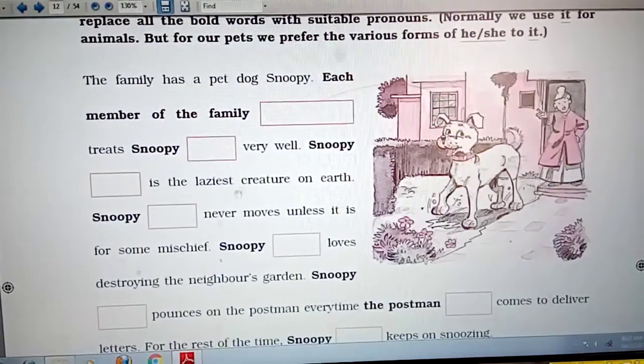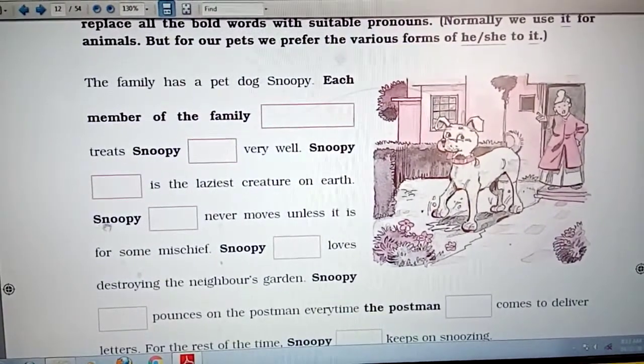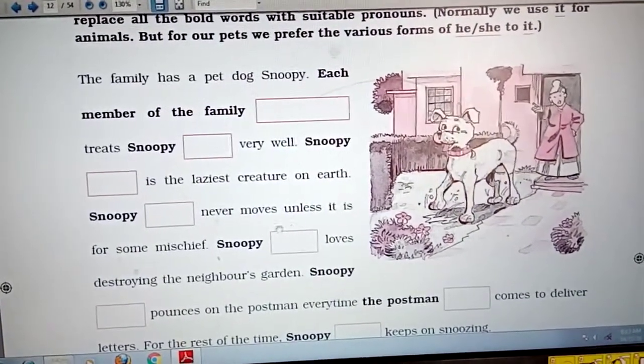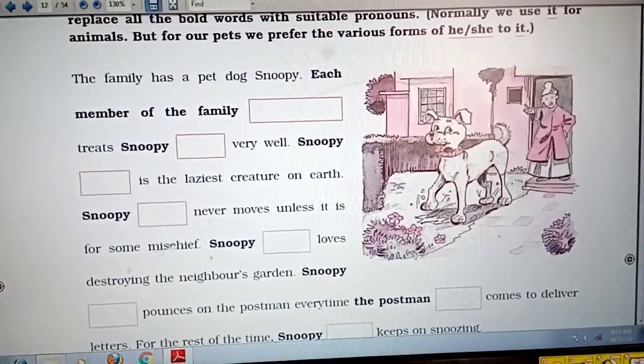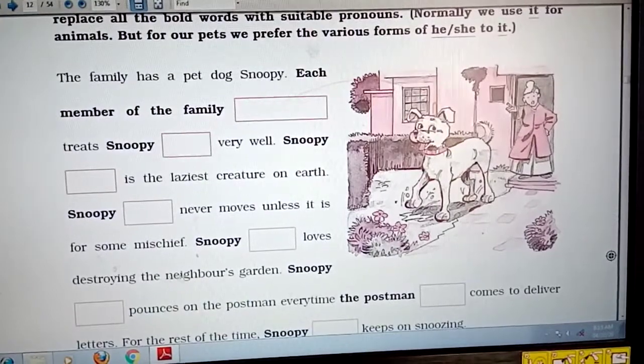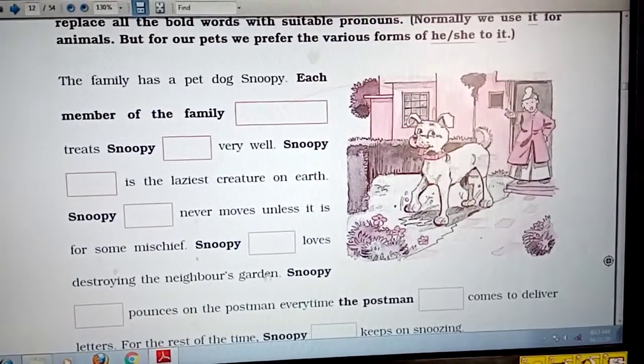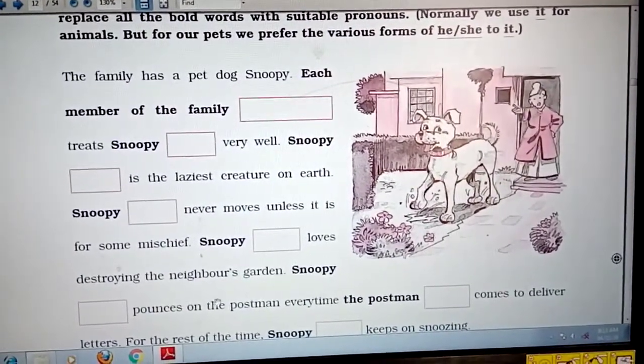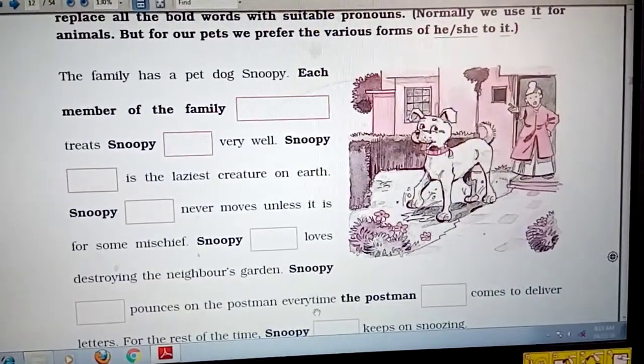He is the laziest creature on the earth. He never moves unless it is for some mischief. He loves destroying the neighbor's garden. He pounces on the postman every time.